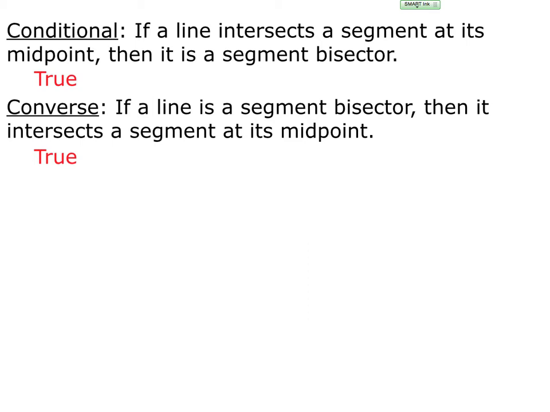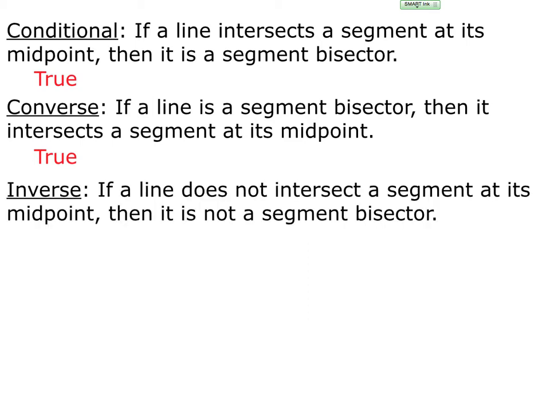Okay, the inverse, with the negations in there: if a line does not intersect the segment at its midpoint, think of lines that don't intersect at the midpoint, then it is not a segment bisector.